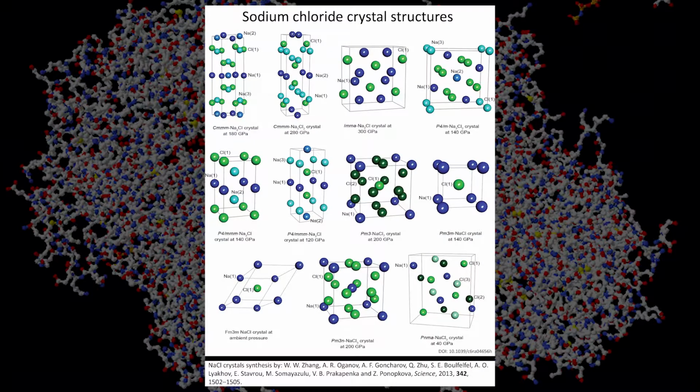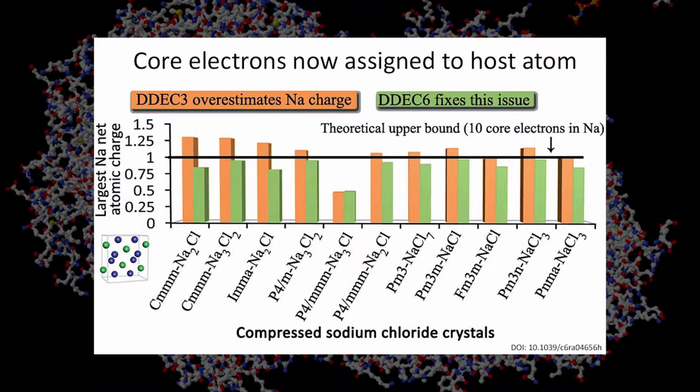triplet. Another motivation to develop the DDEC-6 method was that under high pressures and for different sodium chloride crystals synthesized by W. Zhang and shown here, it was difficult for DDEC-3 method to retain the core electrons in the host atom, resulting in an overestimation of sodium NACs, displayed in y-axis, for the previously shown sodium chloride crystals, displayed in x-axis. DDEC-6 method fixed this problem.